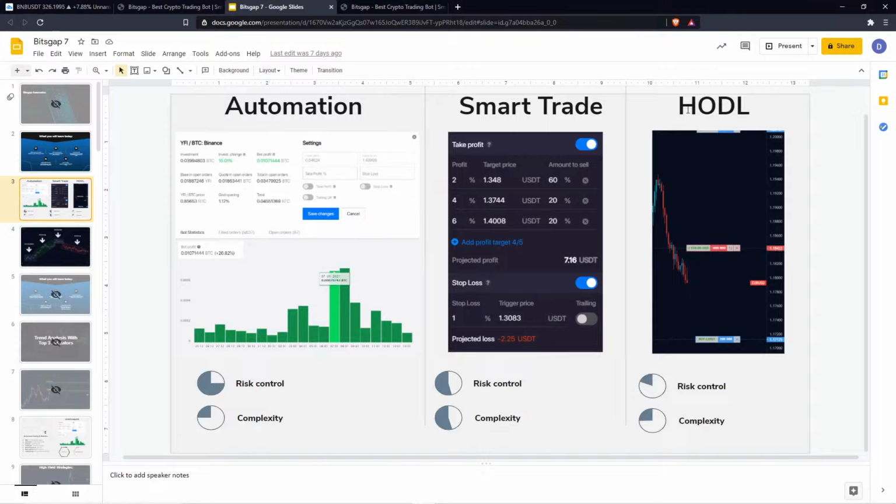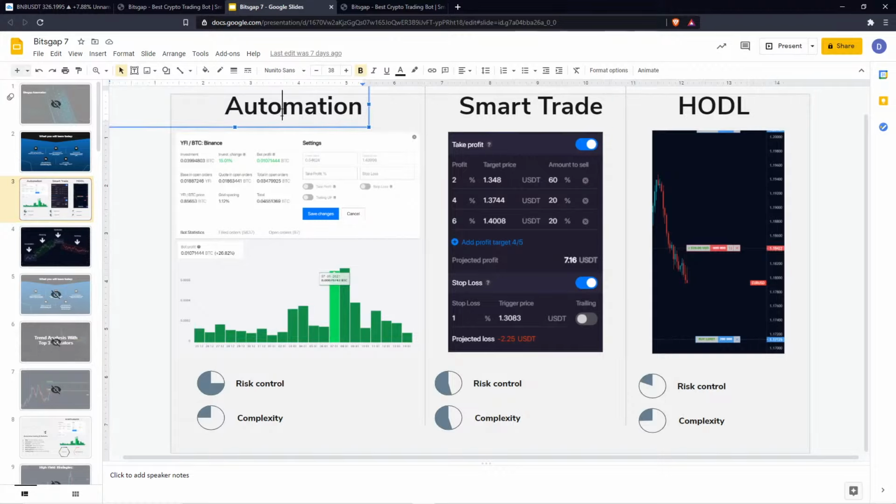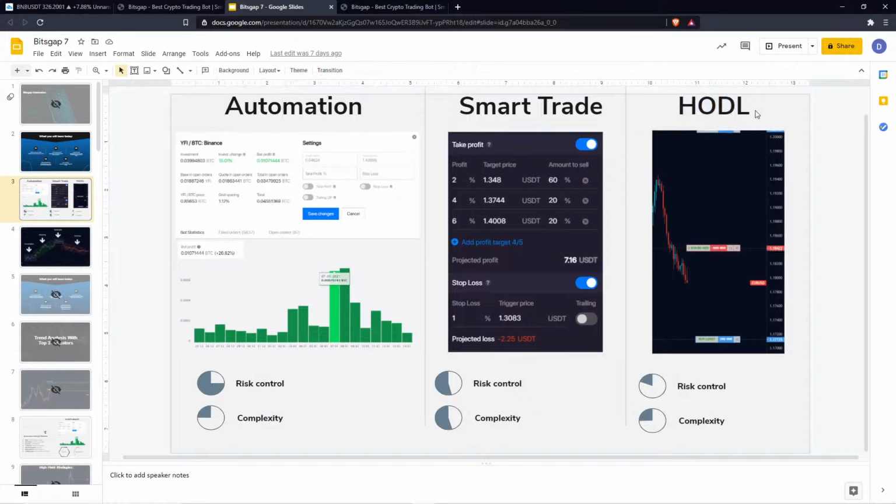And my golden ratio here is 50% to automation, around 30% to smart trade, and around 20% or even fewer to Hodl, because Hodl is the riskiest one. You can lose everything here because the price of crypto can go to zero, and we have so many cases where different coins just went to the zero area. That means that as an investor or trader, you would lose your entire position.